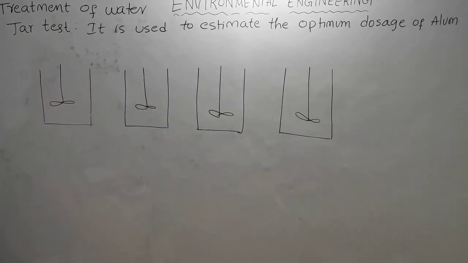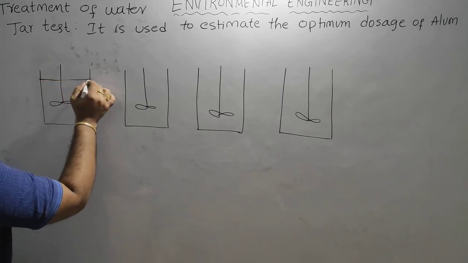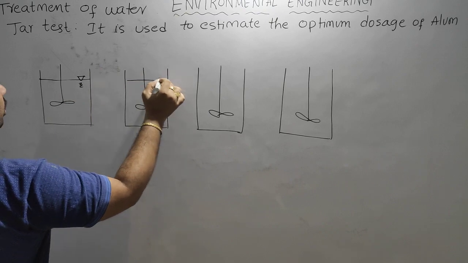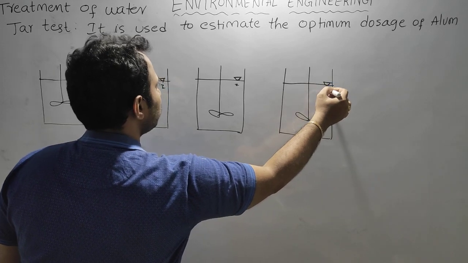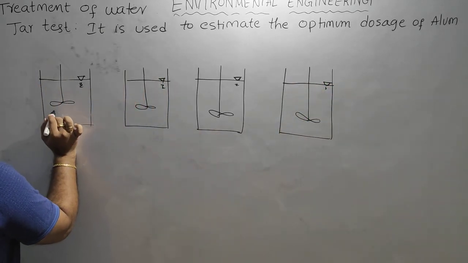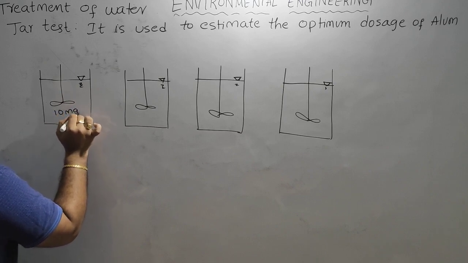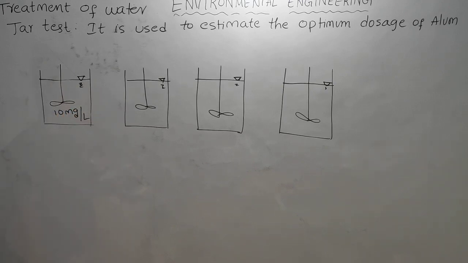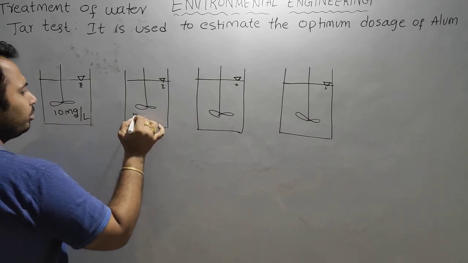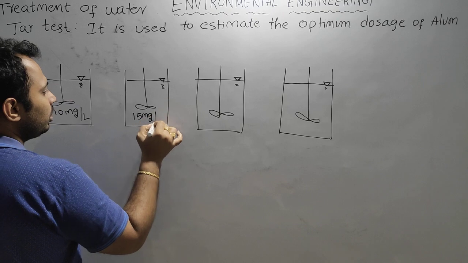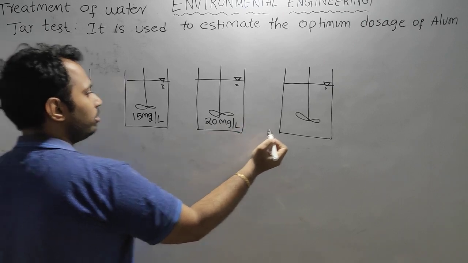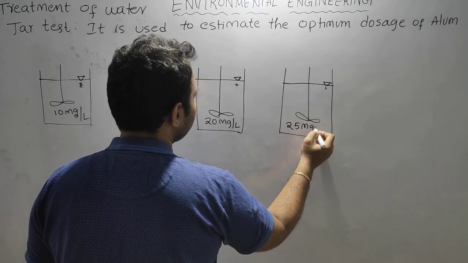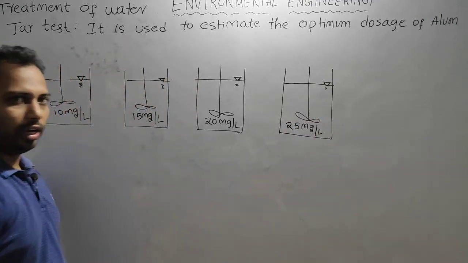In this we take raw water into the jar, the raw water for which you want to do this treatment. All the raw water will be taken from the same source. In this jar I will add alum at 10 mg per liter concentration. Here we will add alum at 15 mg per liter, here 20 mg per liter, and here 25 mg per liter. Okay, we will add it like this.